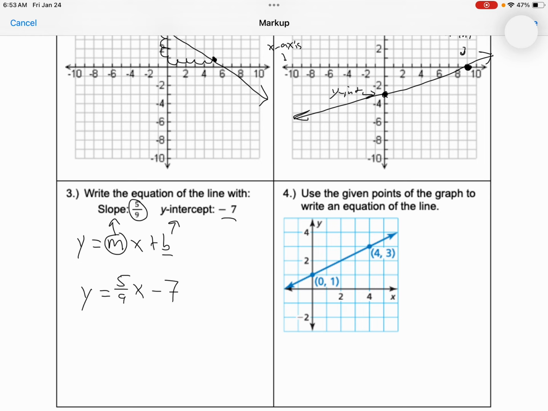Okay, so that is all we need to do for number 3. Number 4 is also going to be asking us to write an equation, but it doesn't give us the slope and the y-intercept like we had on number 3. Instead, we're going to need to use the information that we have on the graph in order to find it.